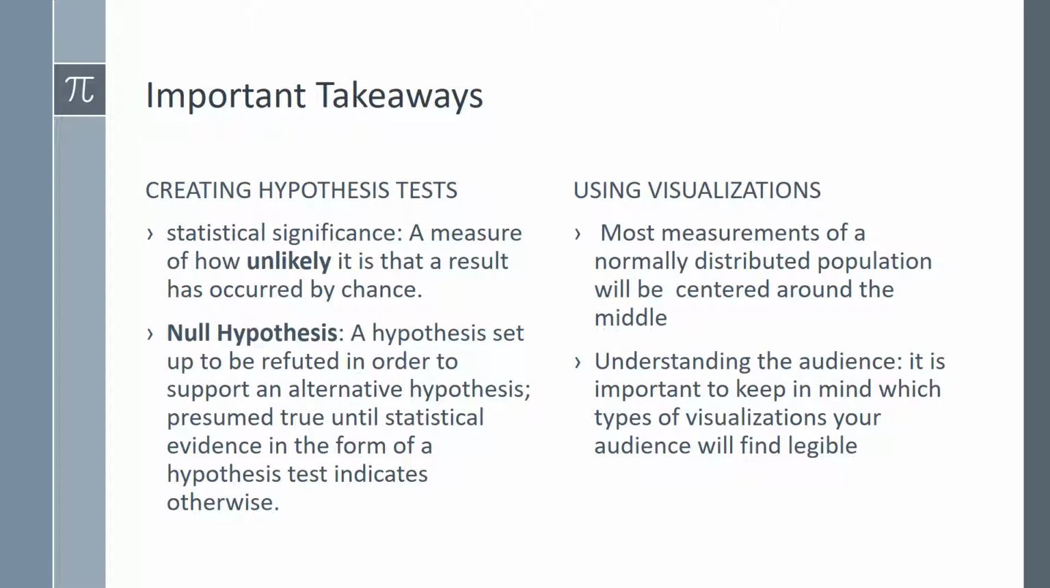The last slide is talking about the important takeaways which I have to take into consideration when creating hypothesis tests and using visualization. We always have to remember that statistical significance means I'm trying to measure how unlikely it is that the result occurred by chance. I'm trying to increase the possibility of having valid data and decrease the possibility of having data which is unlikely to be correct.